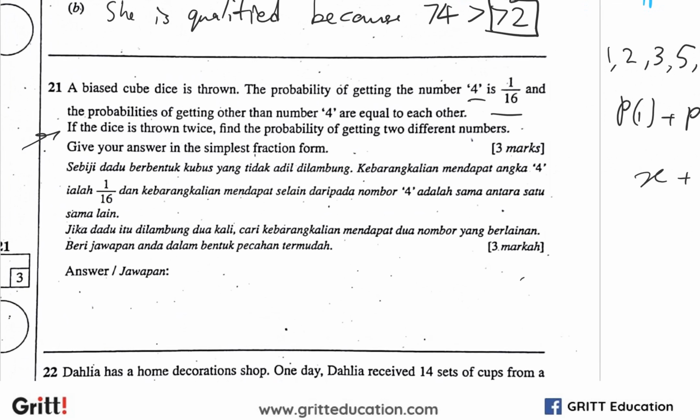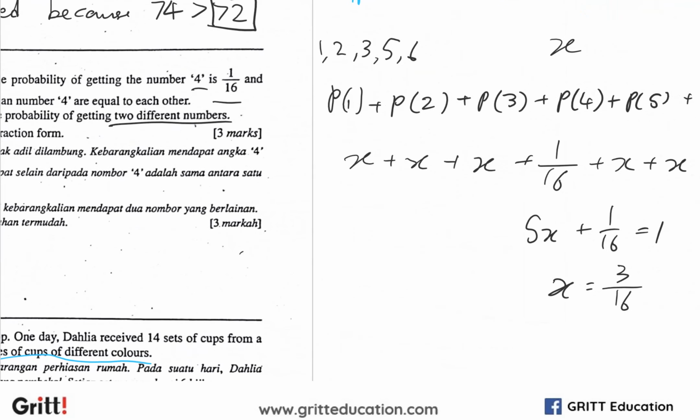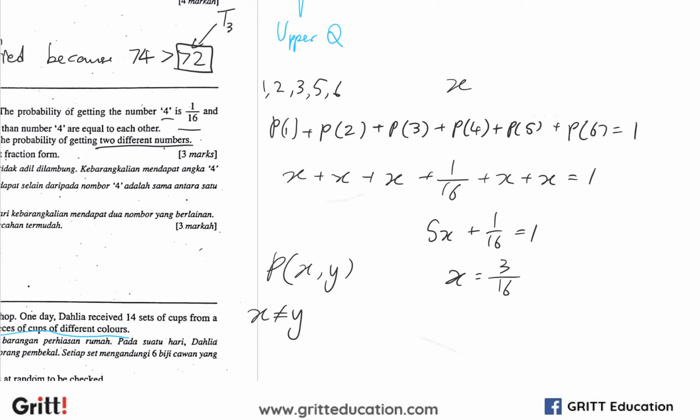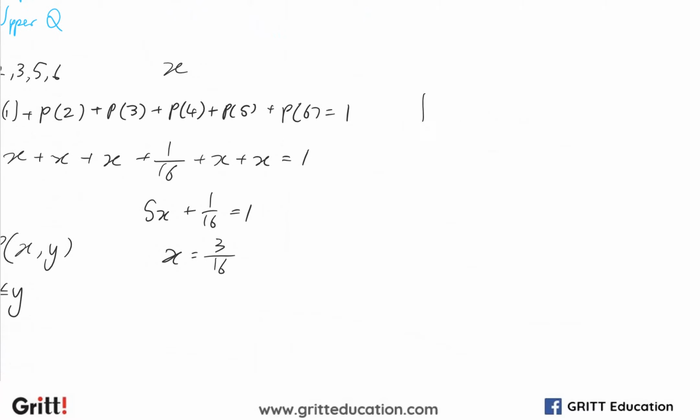They say that if you throw it twice, what is the probability of getting two different numbers? Meaning they are not the same numbers. So one way we can go around this is to consider the complement. Instead of looking for the probability of two different numbers, let's look at the probability of the same numbers, because it's easier.